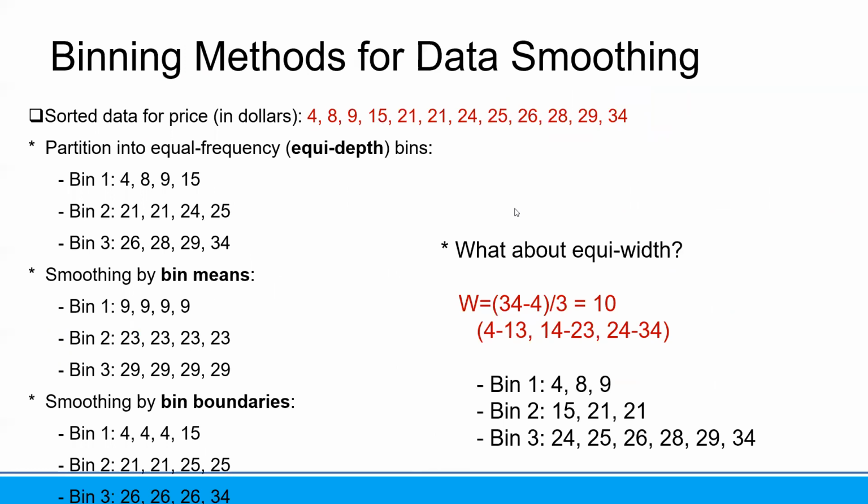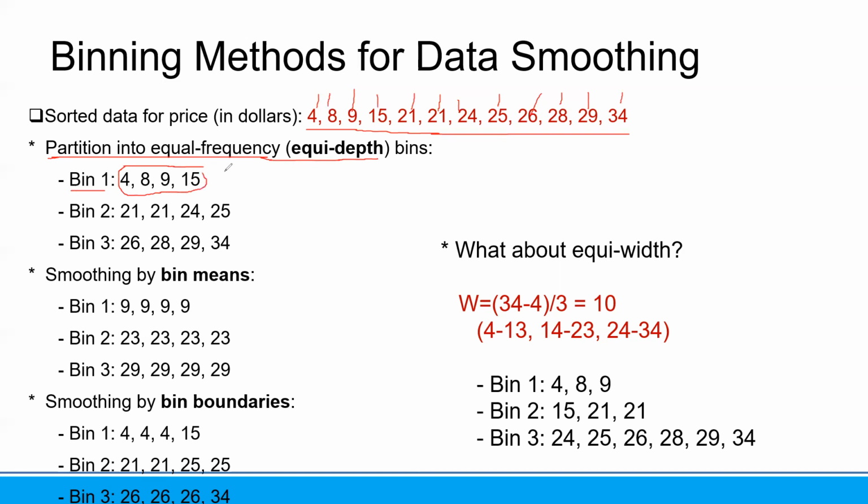So for example, I have this data. Usually when you are doing the binning, you need to sort the data. So this is the sorted data: 4, 8, 9, 15, 21, 21, 24, 25, 26, 28, 29, and 34. If you want to partition the data into equal frequency or equidepth, what is equidepth? We want to put the same frequency, which means the same number of elements.